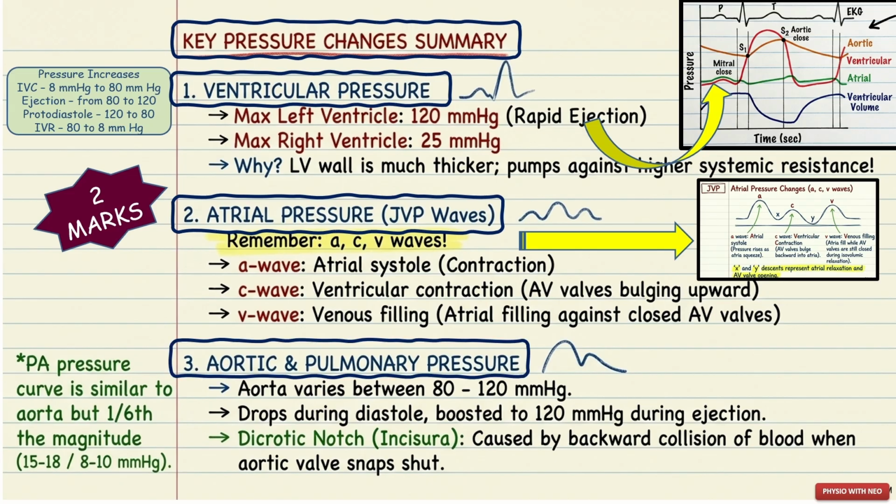And the third part is aortic and pulmonary pressure. From this Wiggers diagram, this part shows the aortic and pulmonary pressure changes. As you can see, aortic pressure varies from 80 to 120. During diastole, the pressure is 80, and during ejection, it changes to 120 and again comes back to 80. And this is responsible for the dicrotic notch, that is the incisura, caused by the backward collision of blood when the aortic valve snaps shut.